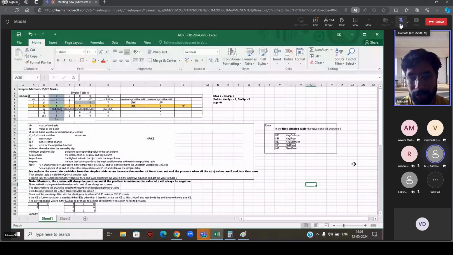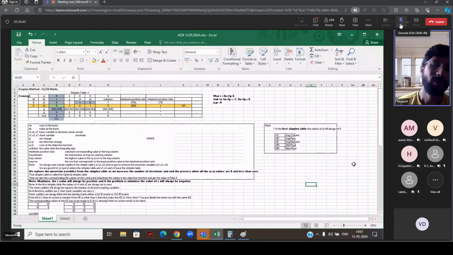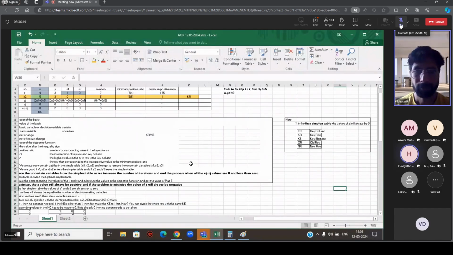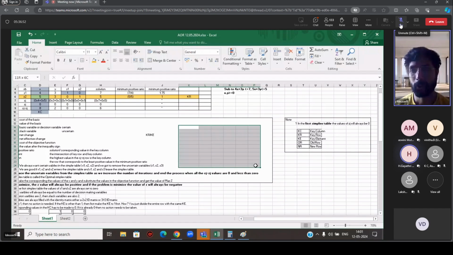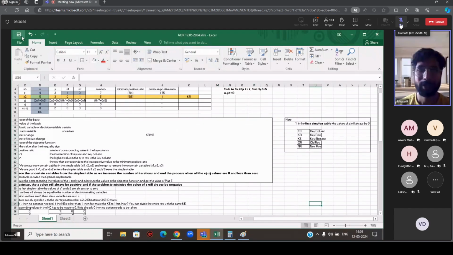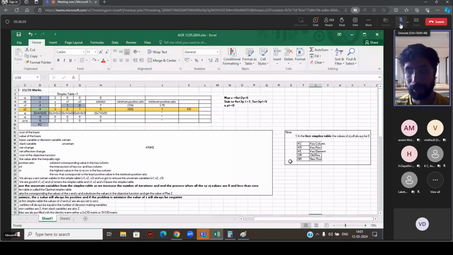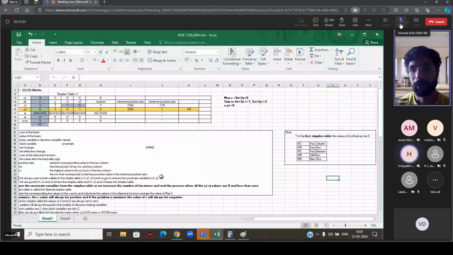Sir, the simplex method, please share the Excel sheet for the simplex method. Please go try it out once. If you still don't get it, just let me know. I'll go ahead and solve it again in one of the classes. So that's about it.